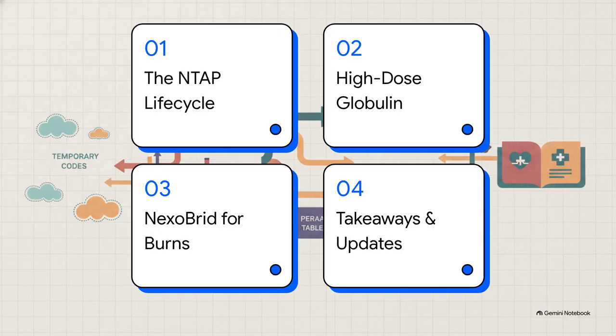Okay, let's dive into this. On the agenda today: 1. The NTAP life cycle. 2. High-dose immune globulin. 3. NexoBrid for severe burns. And 4. Coding takeaways and updates.